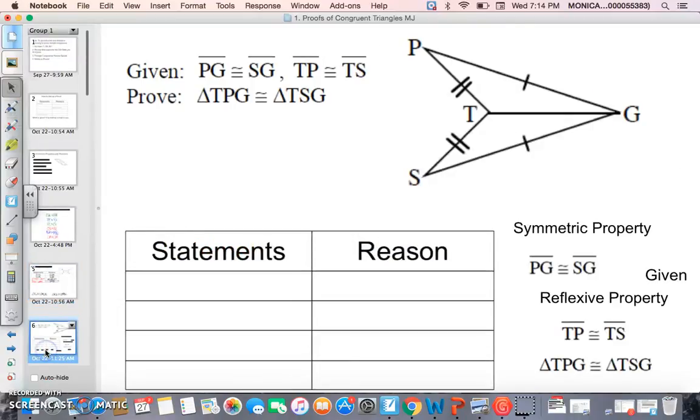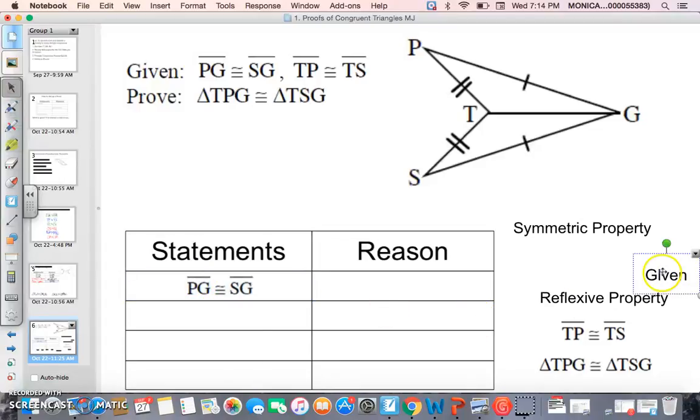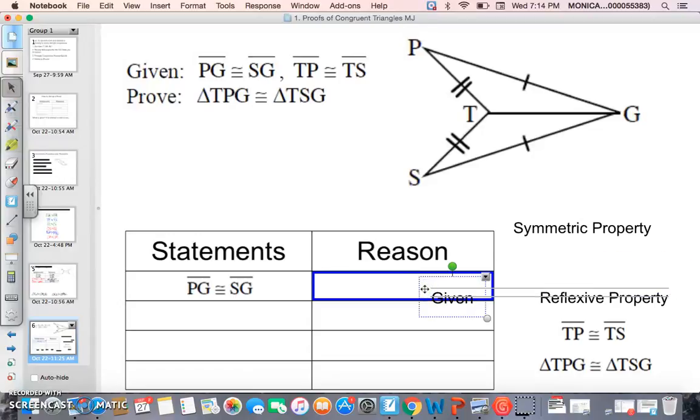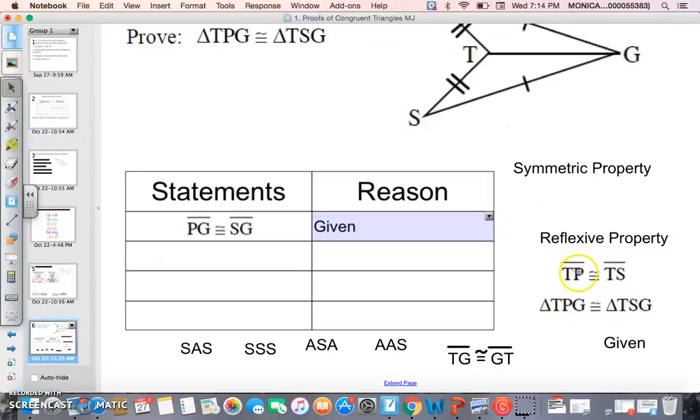Let's do another one. All right, here we go. Let's start out. They're giving us information 2 ways. They're writing it and they're showing it in a picture. So the first thing I'm going to say is that PG is congruent to SG. And I can say this because it's given information. Cool. And then I can say that TP is congruent to TS. And again, that is our given information.